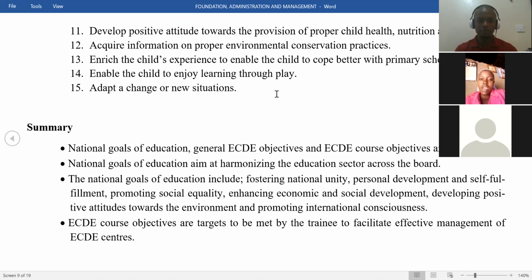Read number 12, please. Acquire information on proper environmental conservation practice. Yes, acquire information on proper conservation. Where do you get it? Information you can get on the website of the World Health Organization. You can get it even in the country. We have other organizations that advocate for environmental conservation. We have books. We have even the subject called environmental. So when they read it, they are able to get some of the subtopics there that will help them not to pollute the environment and embrace a clean surrounding. Number 13.